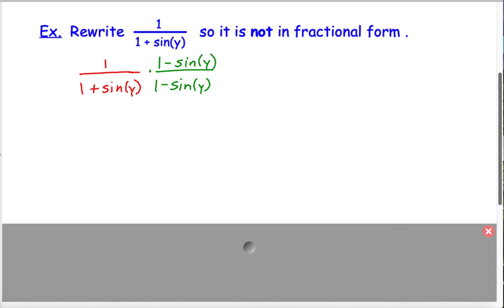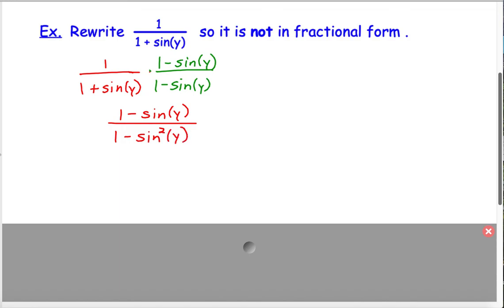How would you know to do that? Experience. So like I said, you have to practice, you have to try things. And remember, this is just an expression, so the only thing I'm allowed to do is multiply by forms of 1. All right, so when I multiply this out, in the numerator I'm going to get 1 minus sine of y. But look what happens in the denominator. It's going to be the difference of 2 squares, and when I multiply those 2 binomials, I'm going to wind up with 1 minus sine squared of y.